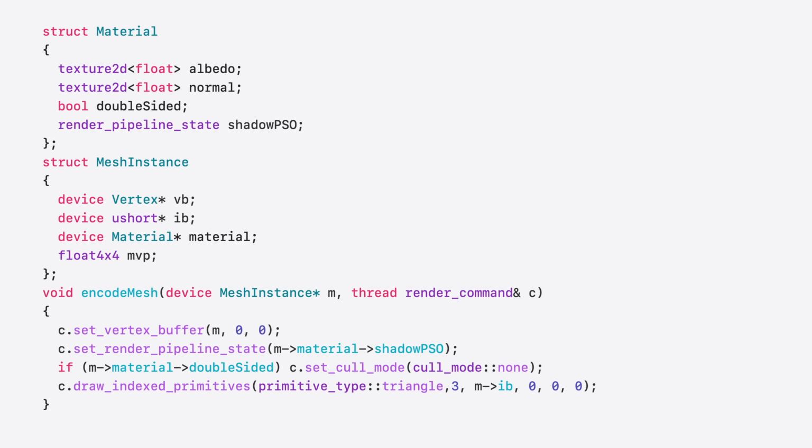Here we see some MSL that shows a very simple argument buffer definition, containing textures, buffers, and even pipeline states, all written as simple C-style structures. And below it is a very short encoding function that shows how easy it is to encode a draw command. It uses the new cull mode state to allow for double-sided materials to be encoded. Let's see how these new ICB encoded states can be used to optimize a shadow rendering path.